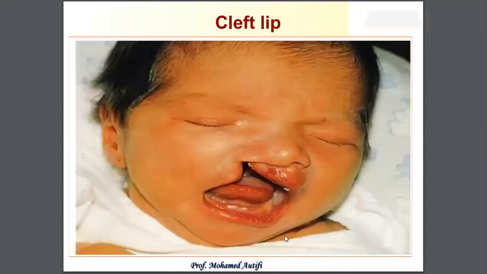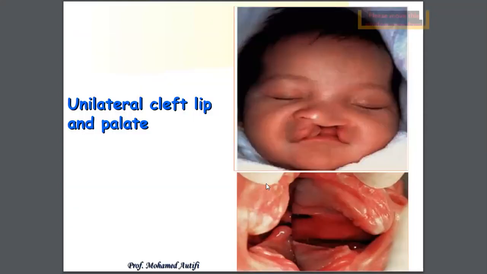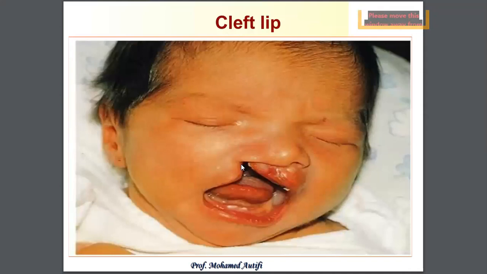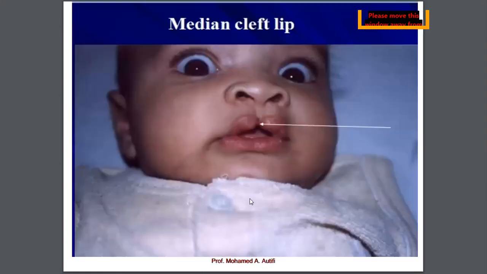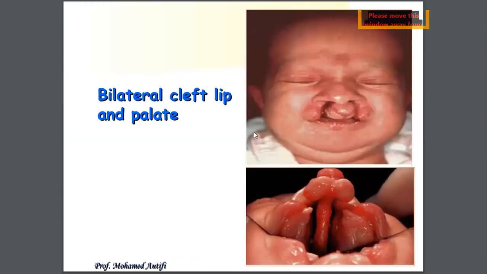So you can see this one picture where you are finding the cleft lip. The fusion has not occurred in the upper lip on one side. You can see on both sides fusion has not occurred in a bilateral cleft lip, and the palate also has not fused anteriorly. That is different types of defects we are finding. Median cleft lip, you can see. Bilateral cleft lip, so clear it is.